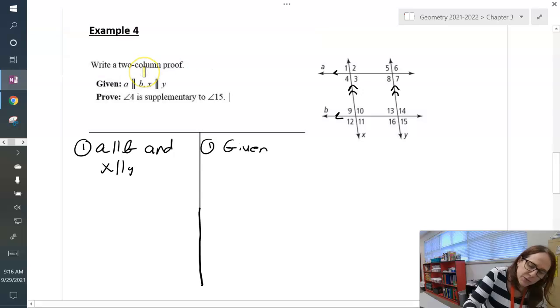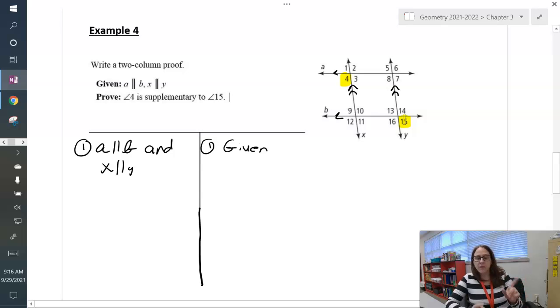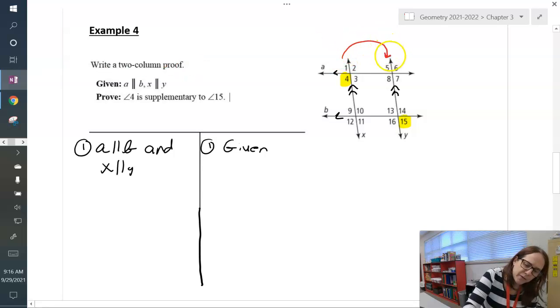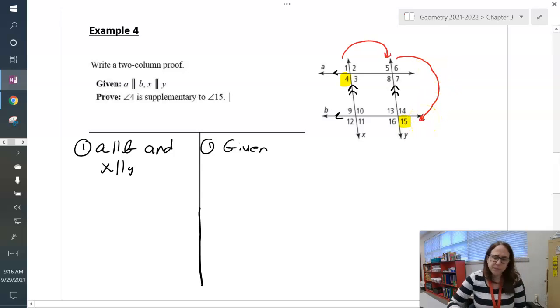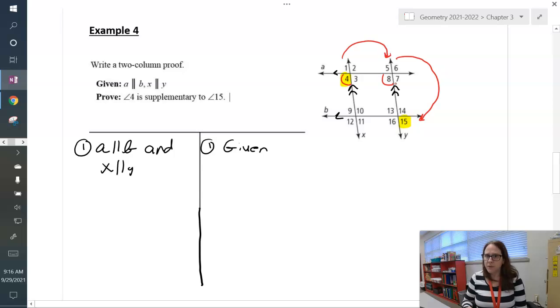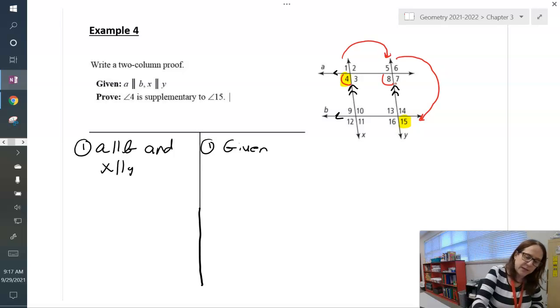So I'm going to go ahead and highlight those so I can see them. Angle 4, supplementary to angle 15. Now notice they're not on the same transversal and they're not with the same set of parallel lines. So what we got to do is find a way to kind of leapfrog across this diagram. So what I'm thinking I'm going to do is I'm going to leapfrog to here and then to here.